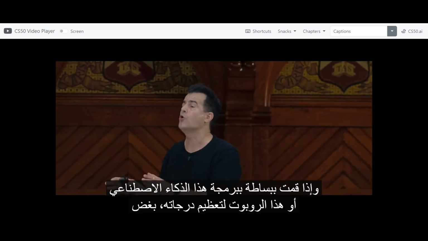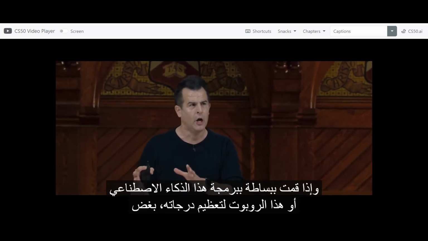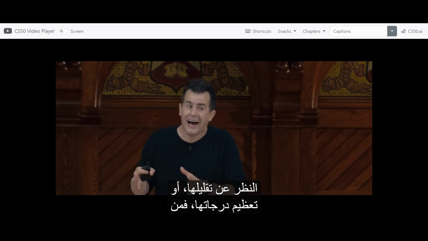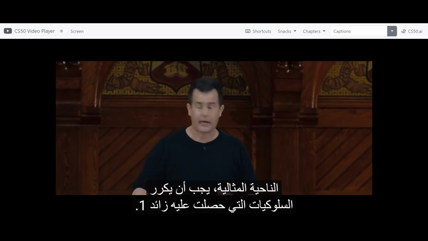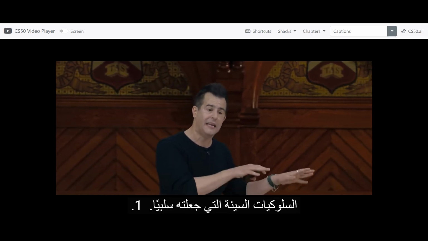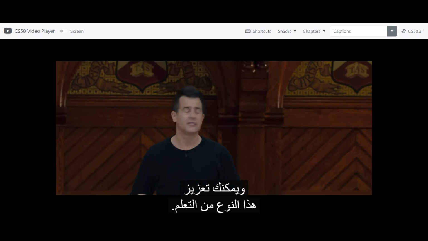And if you simply program this AI or this robot to maximize its score, never mind minimizing, maximize its score, ideally, it should repeat behaviors that got it +1. It should decrease the frequency with which it does bad behaviors that got it -1. And you can reinforce this kind of learning.